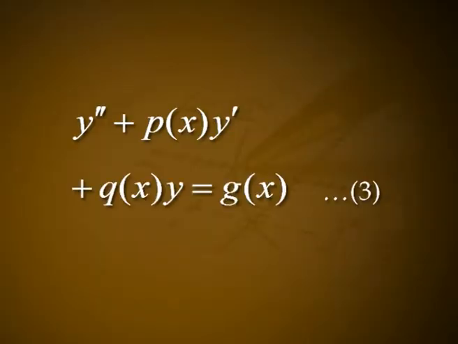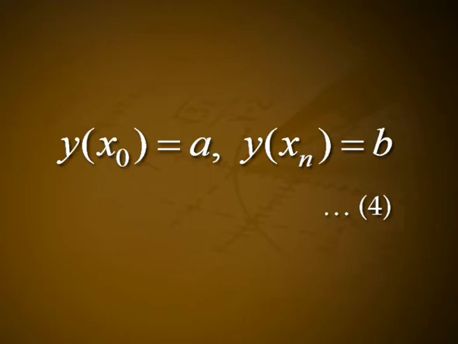We consider the boundary value problem y'' + p(x) y' + q(x) y = g(x), let it be 3, with the boundary conditions y(x0) = a, y(xn) = b, let it be 4.